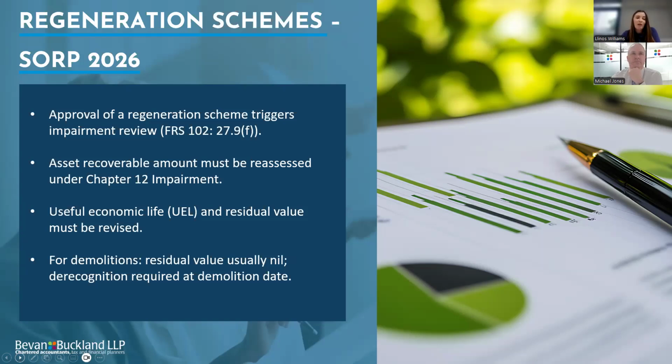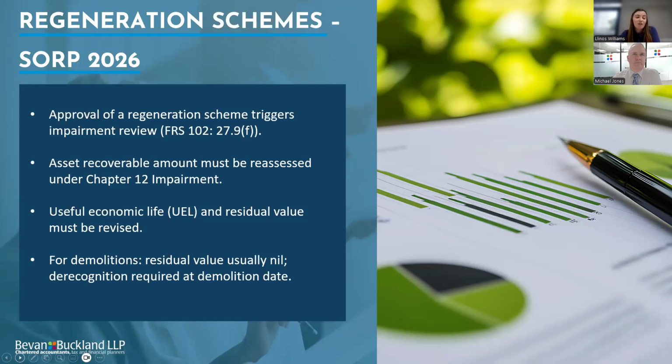Approval of a regeneration plan also means the useful economic life of the asset needs to be revisited. If a property was previously expected to remain in use for, say, another 30 years, and the regeneration means it will be demolished in 5, the useful economic life must be shortened accordingly. The residual value must also be reassessed. In most regeneration schemes, particularly where demolition is planned, the residual value will fall to nil because the existing asset will no longer exist in its current form. These changes must be accounted for prospectively as part of the impairment and depreciation review.